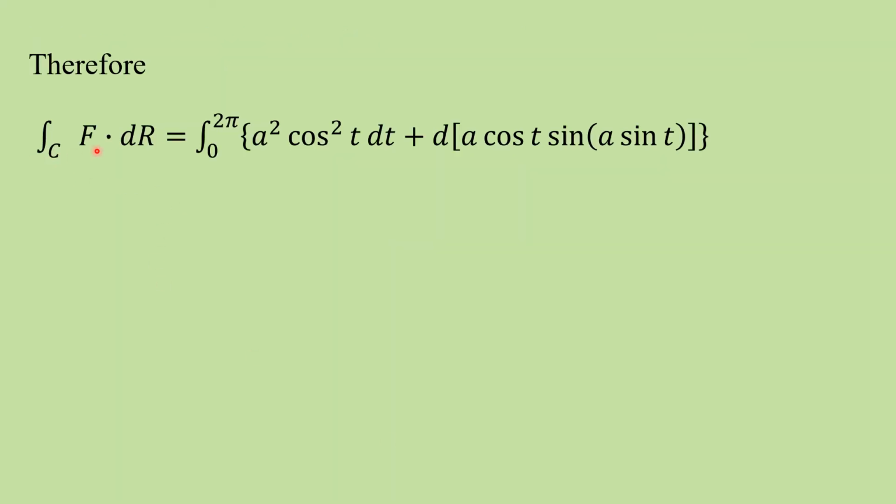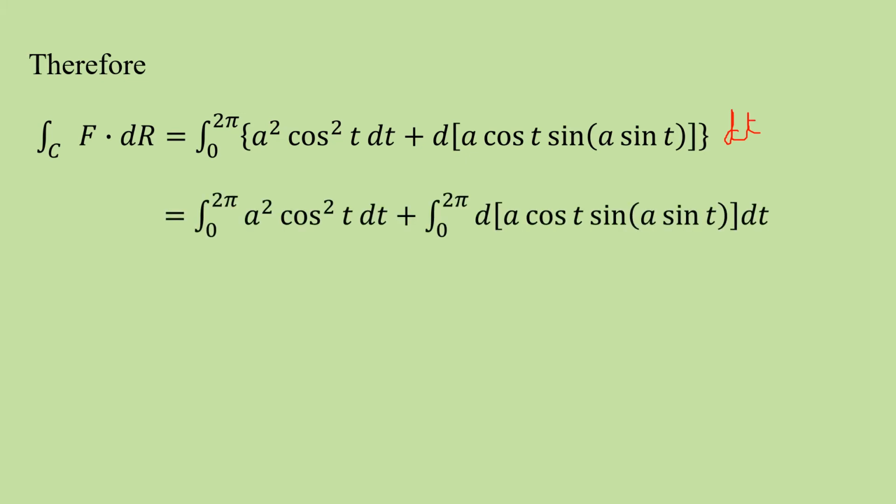Therefore the line integral of f along c now becomes a square cos square t plus the derivative of a cos t into sine of a sine t, between the limits 0 to 2 pi, with respect to t. So I can split that into two integrals. One is integral 0 to 2 pi a square cos square t dt. Another is d of a cos t sine of a sine t, which we have to integrate. This integral we straight away get as a cos t sine of a sine t, because integral and derivative get cancelled, but we apply the limits 0 to 2 pi.